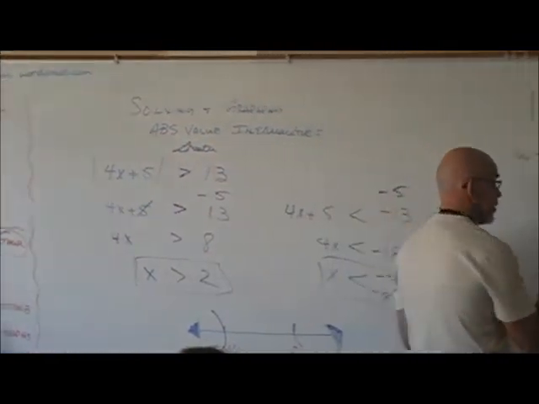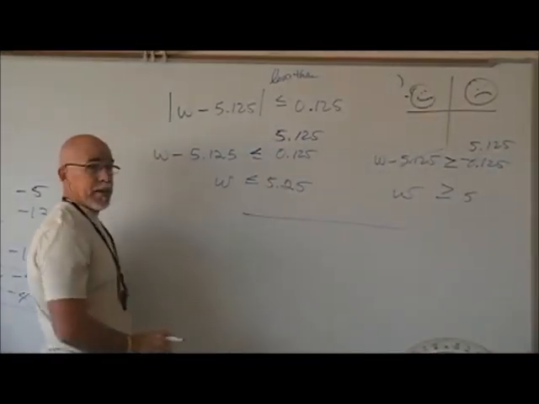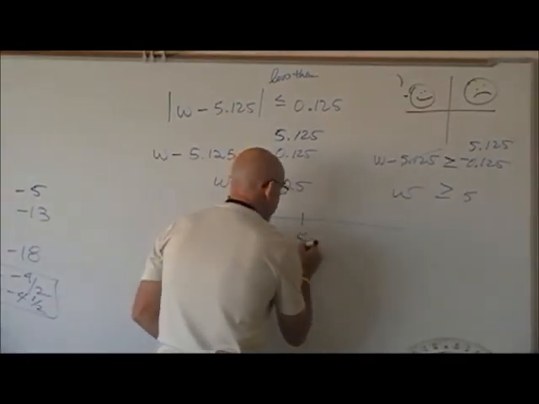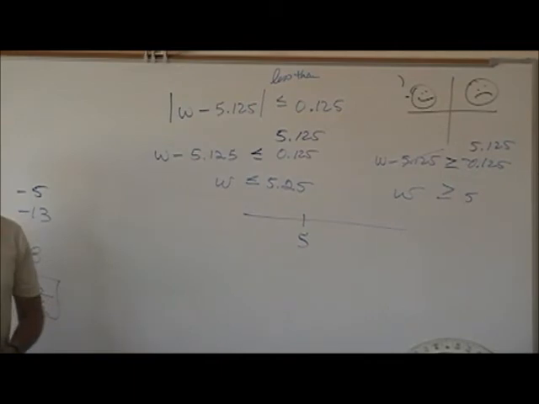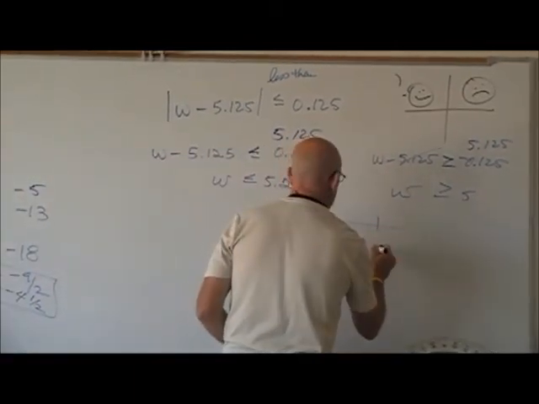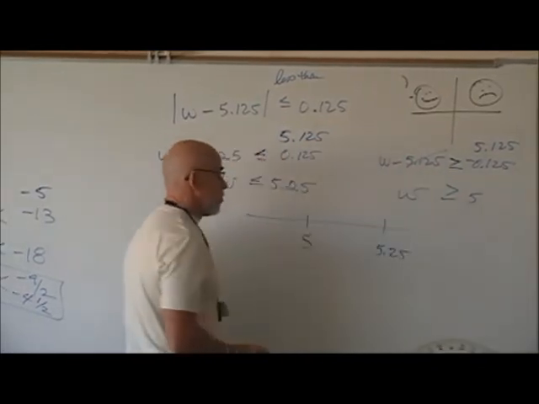Now I have to graph it. So graph it quickly. What two numbers am I going to put on my little line? 5.25. So let me put 5 here. Now where would I put the other one? To the right of it. Okay, I don't really care how far. Just put it to the right.